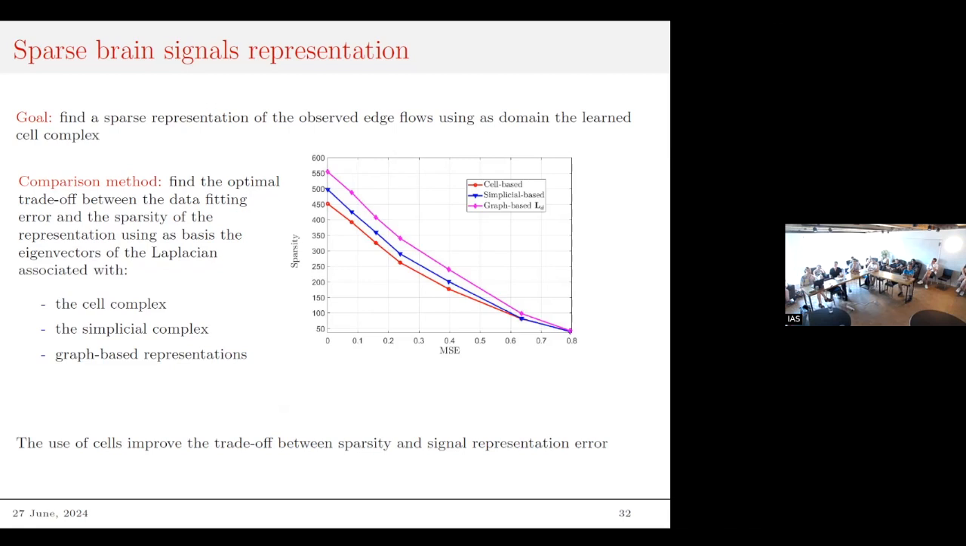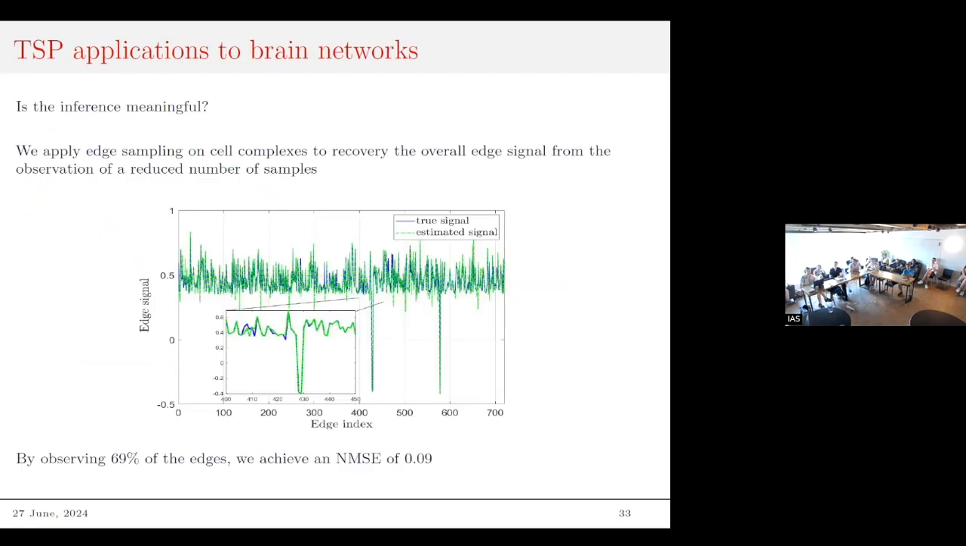Okay. How can you use this sparse representation? I can use this sparse representation for sampling, so that I can recover the entire edge signal of the complex by observing the edge signal only over some edges.